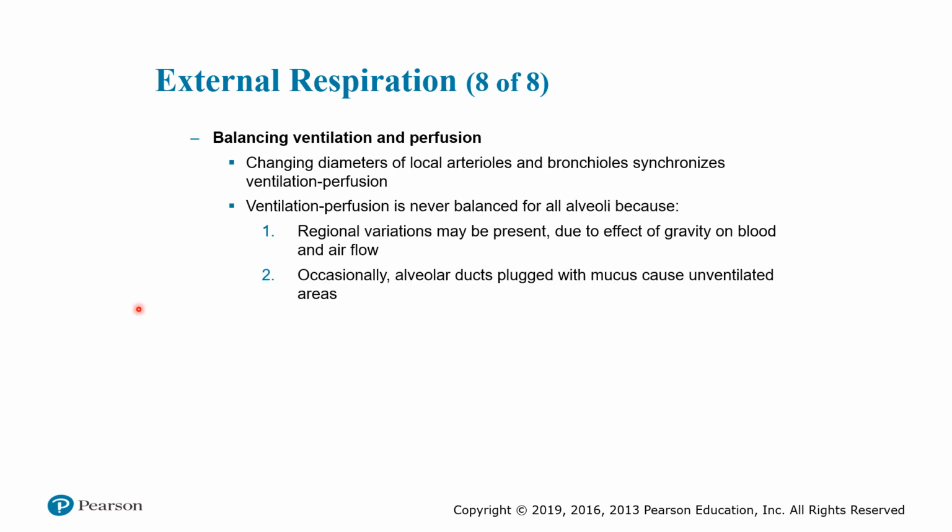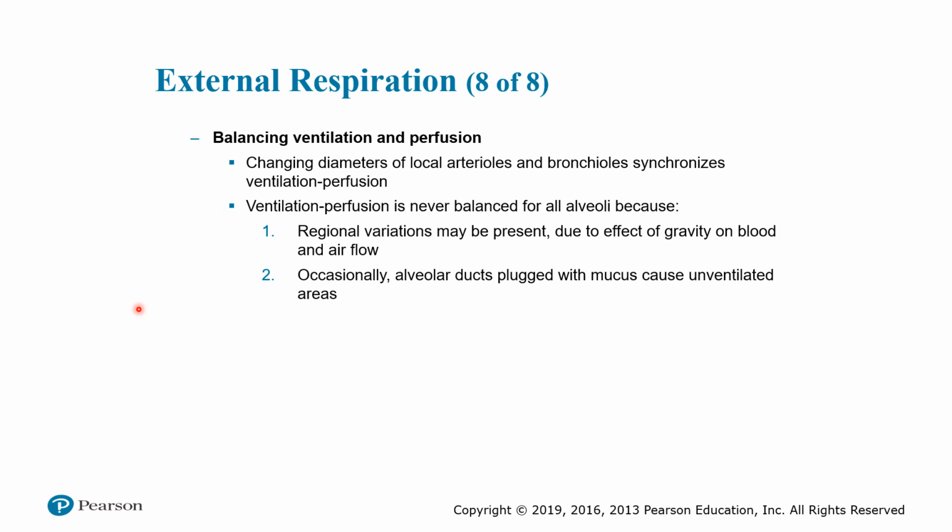Both of these mechanisms, the effect of oxygen on the arterioles and the effect of carbon dioxide on the bronchioles, are trying to balance ventilation perfusion. So they want the maximum air to be present where there is maximum blood flow, and less blood flow to go where there is less ventilation. So changing the diameters of the local arterioles and bronchioles synchronizes ventilation perfusion.